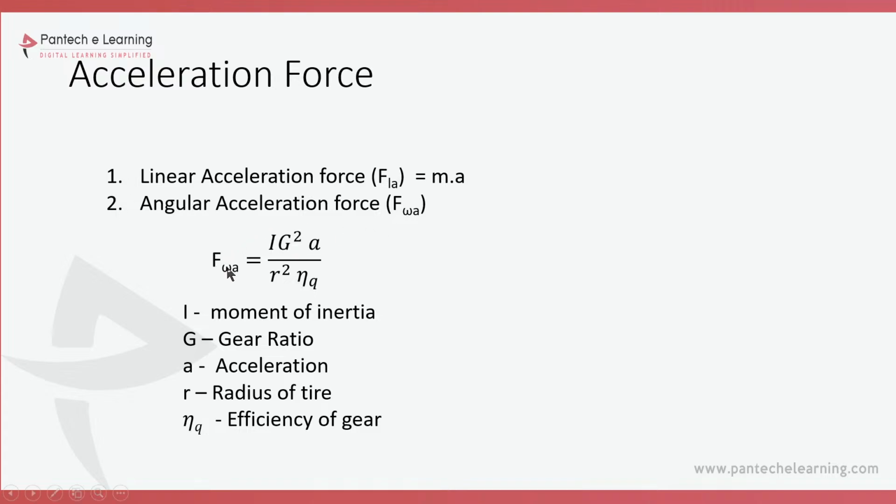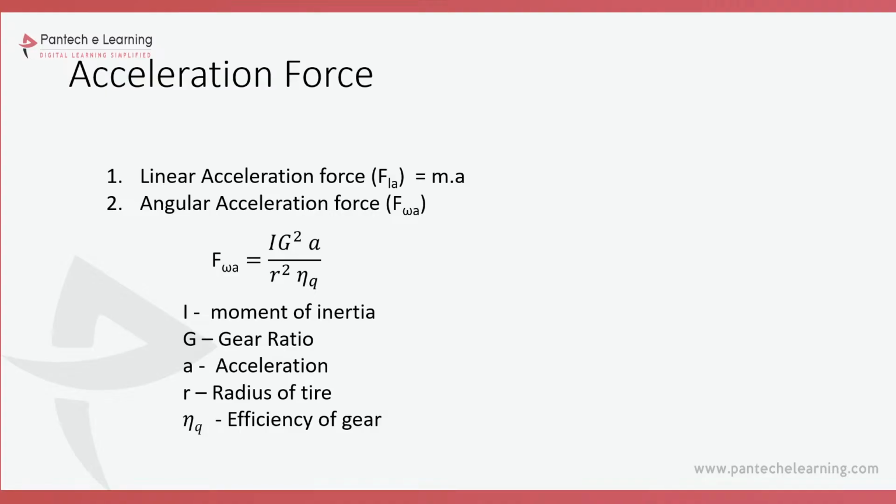So F equals I g square into a by R square into eta. I is the moment of inertia, and the moment of inertia value can be taken from the area value. G is the gear ratio. While using a gearbox in your vehicle, you have to consider the gear ratio G. A is the acceleration, R is the tire radius, the radius of the tire. Eta is the efficiency of the gear. When we choose the gearbox, we have to give the ratio and the efficiency, which we can take from the gearbox.